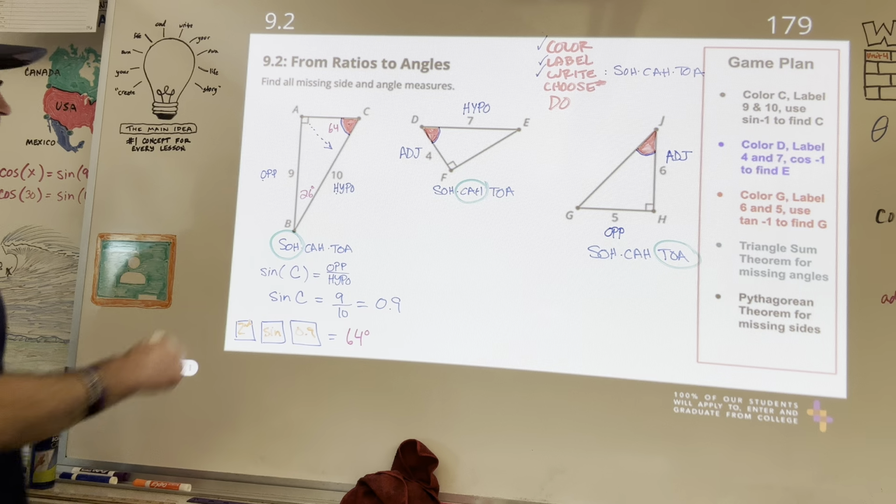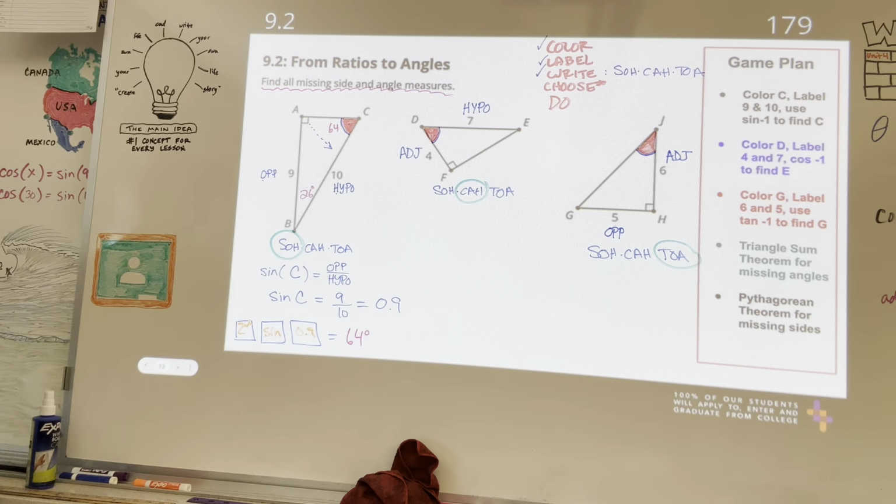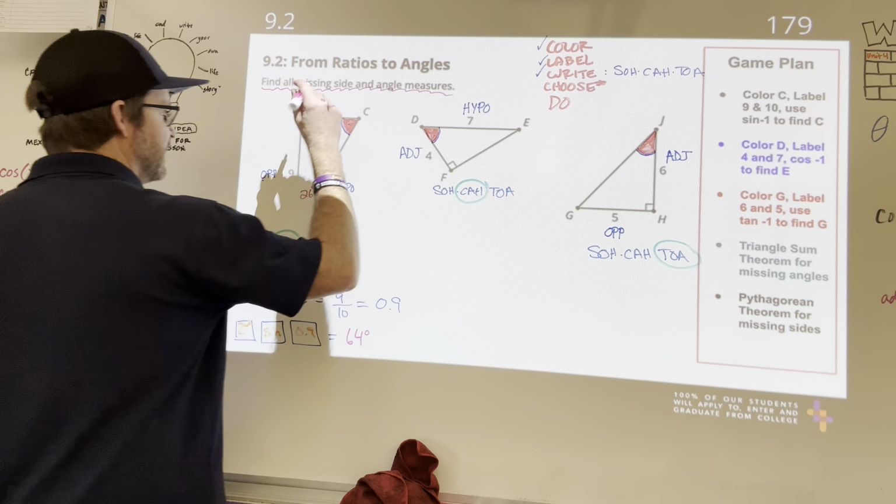Now, they said all missing sides and angles. Which side is not solved for yet? AC. AC. So we've got to figure this out. So let's just call it little a.